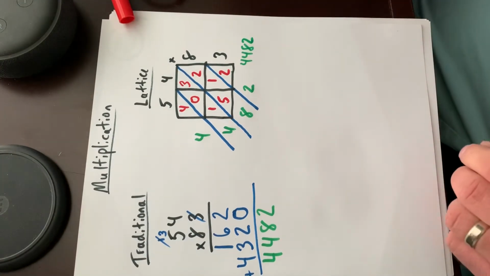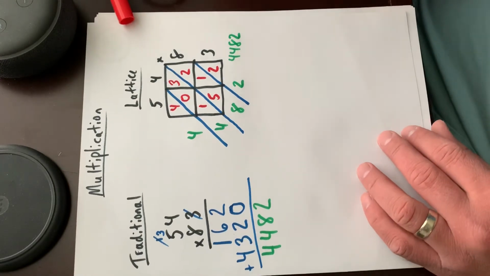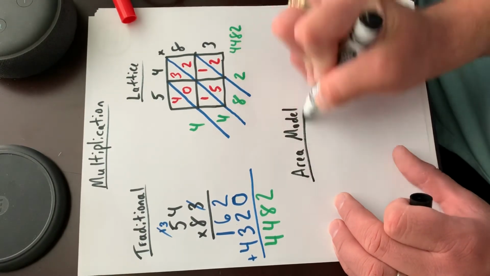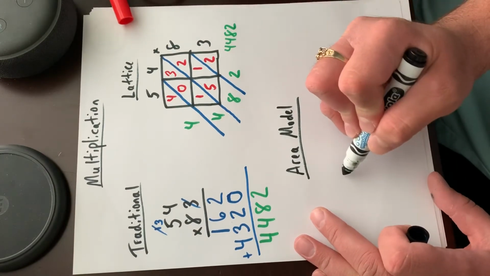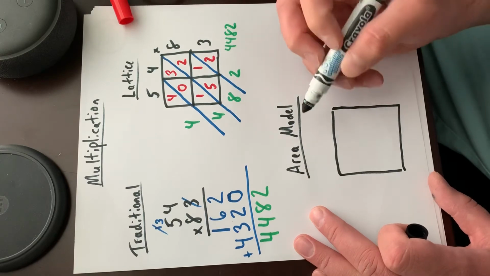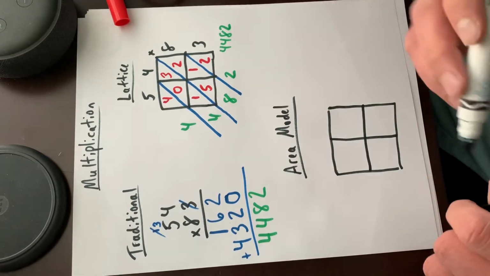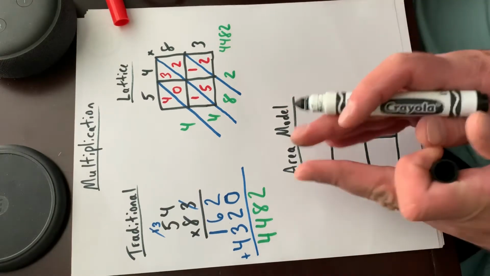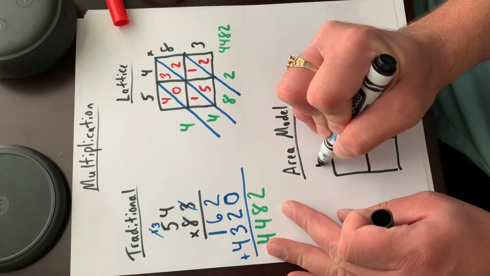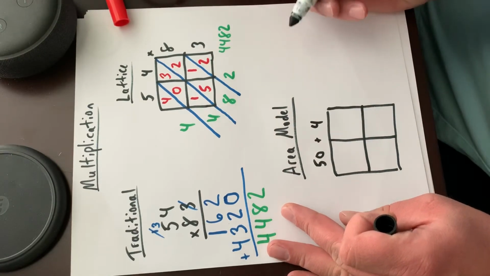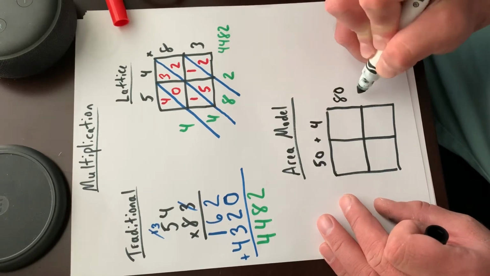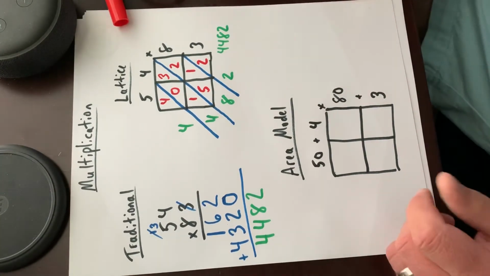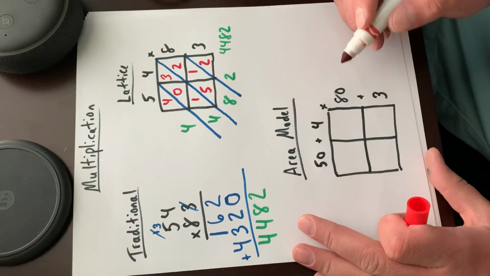Now, the last method I'm going to show you is the area model. I like calling it the expanded form model. With this one, we draw the window box again, except with our numbers, we break them apart by expanded form. So 54 is really 50 plus 4, and 83 is really 80 plus 3. I'm going to use red again like I did up here.